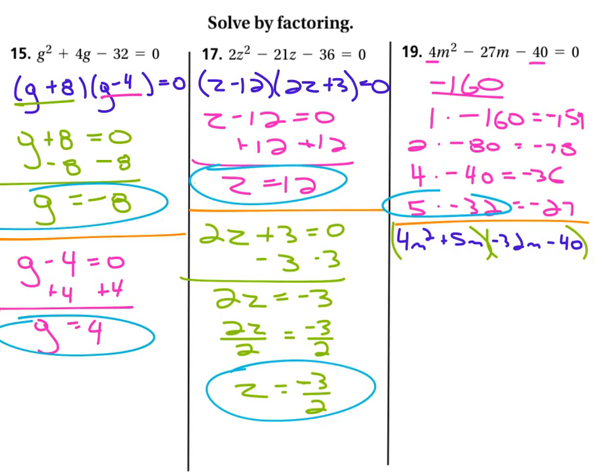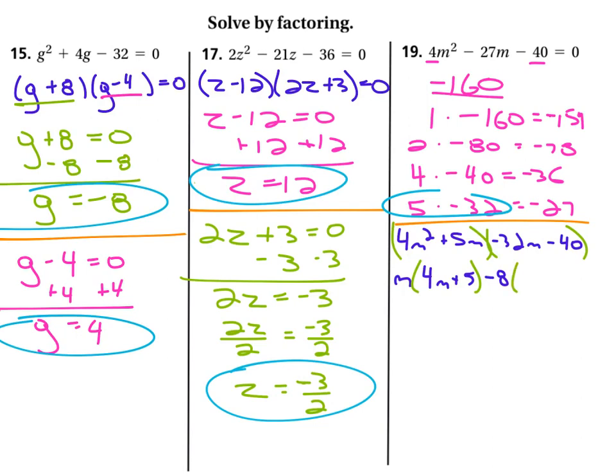And what can we pull out? We can pull out an m from this first one. And that's all we can get. And what are we left with? We're left with 4m plus 5. And what can we pull out of the second one? Well, we have to pull out a negative because the first one, the m term is negative. So we can pull out a negative, and I can divide those both by 8. What are we left with?